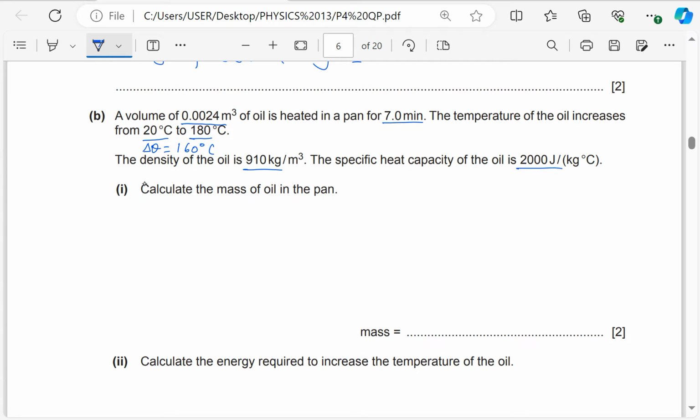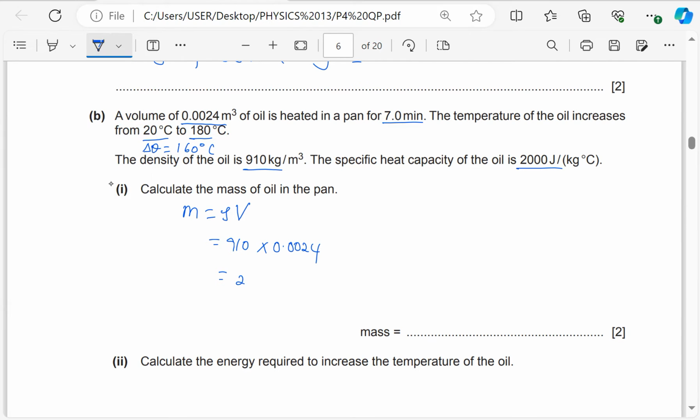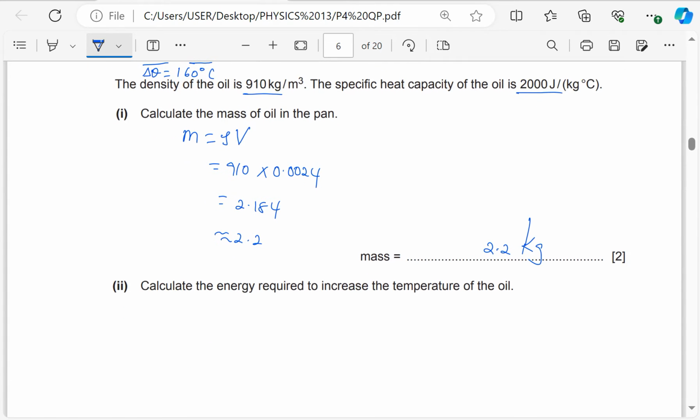So we know that mass is equal to density times the volume. The density has been given as 910 and the volume is 0.0024 meters cubed. So I'll just check with my calculator. 910 times 0.0024 is 2.184, which is approximately 2.2. So I'll write the mass as 2.2. Remember, this is mass, so it is in kilograms. I use the SI units.